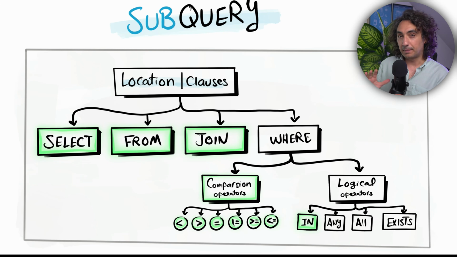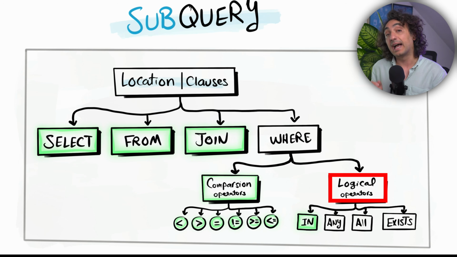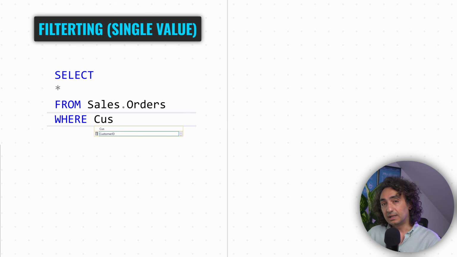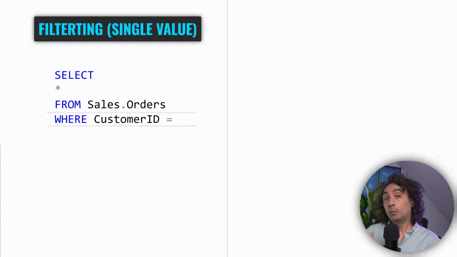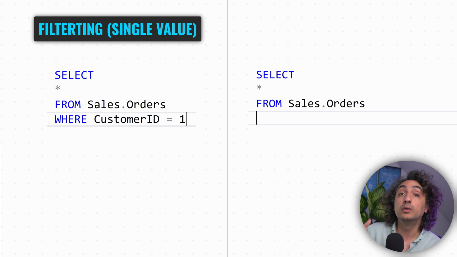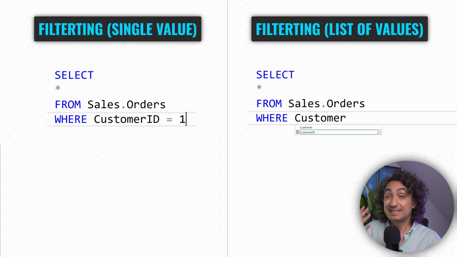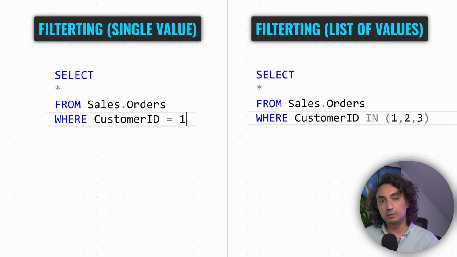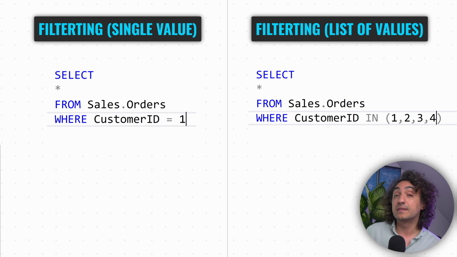Alright, so now we're going to talk about the second group of operators, and we're going to start with the in operator. So what is the in operator? As we learned before in the comparison operators, we can filter the data based on only one single value. But in some scenarios, we have to filter the data based on multiple values, not only one. In this case, we can use the in operator.